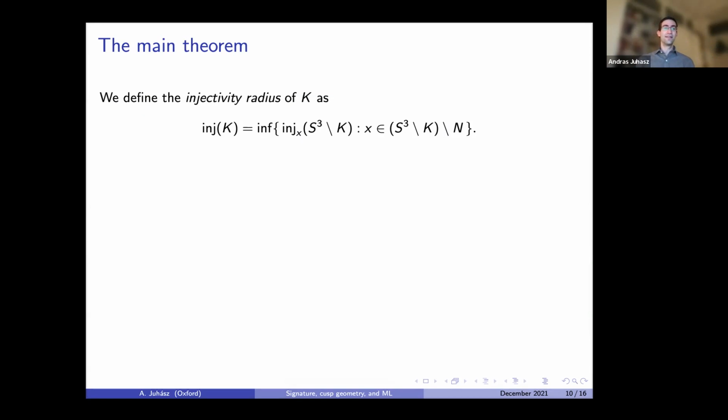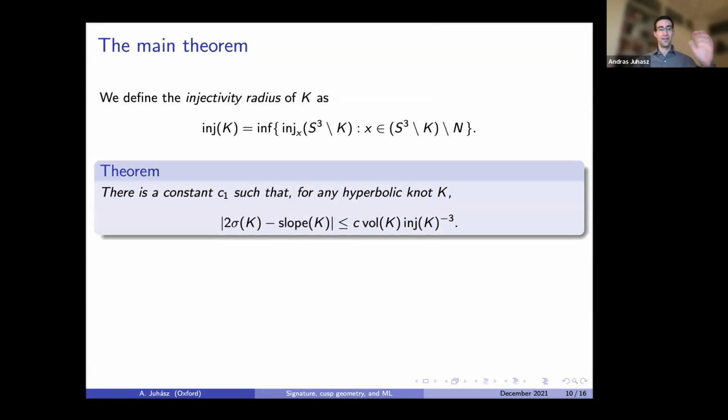Right, so what is the theorem that we managed to prove? Well, first let me define the injectivity radius of a knot. This is defined to be: you take your knot and you remove the maximal cusp neighborhood. And then you take the injectivity radii of the points of this remaining manifold, and you take the infimum of that.